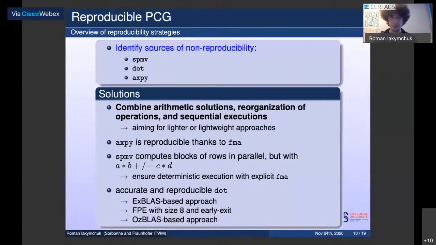In the case of SpMV, we encountered a situation where we had this A times B plus C times D product, and a compiler can actually choose three different paths: either multiplication separately and then addition, or one multiplication and then FMA. So we injected explicit usage of the FMA instruction to get deterministic execution here. And we have two solutions, ExBLAS and Ozaki BLAS based, and then one that was derived from ExBLAS, which is based on FPE of size 8.